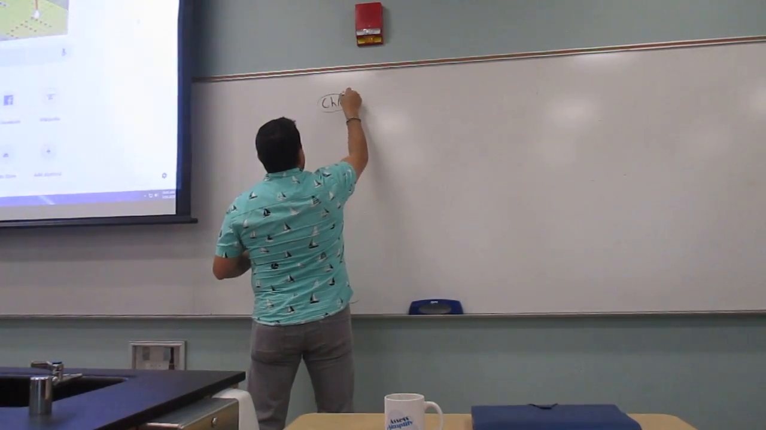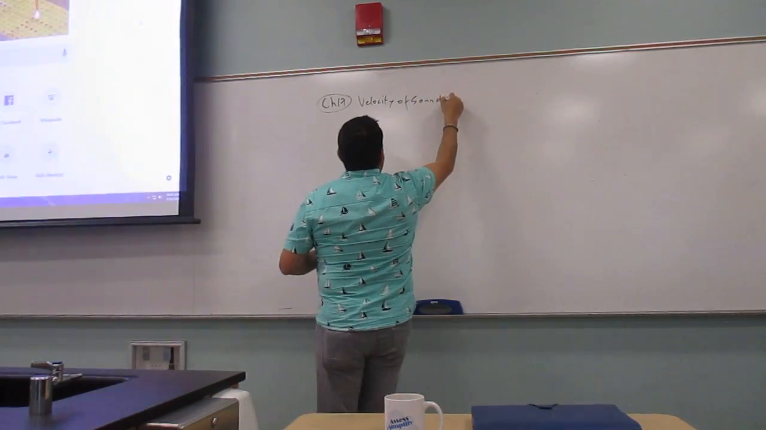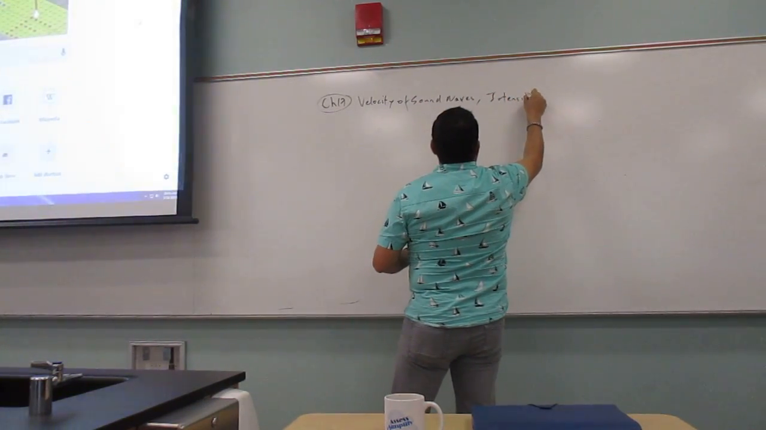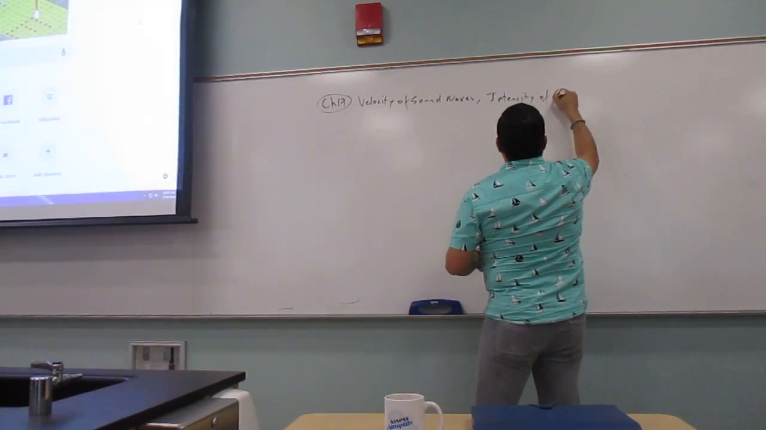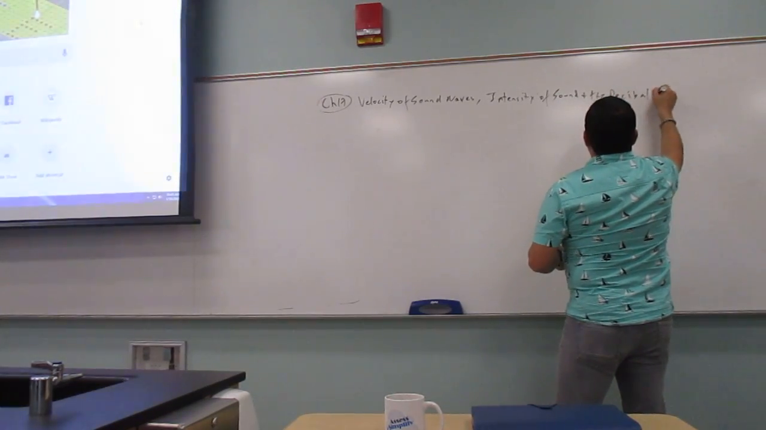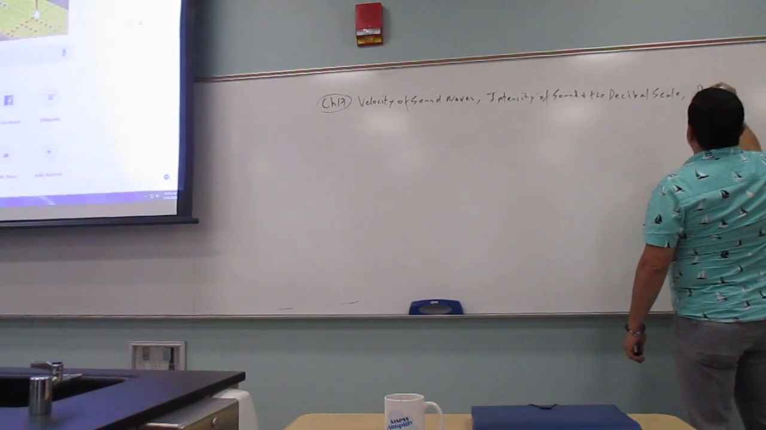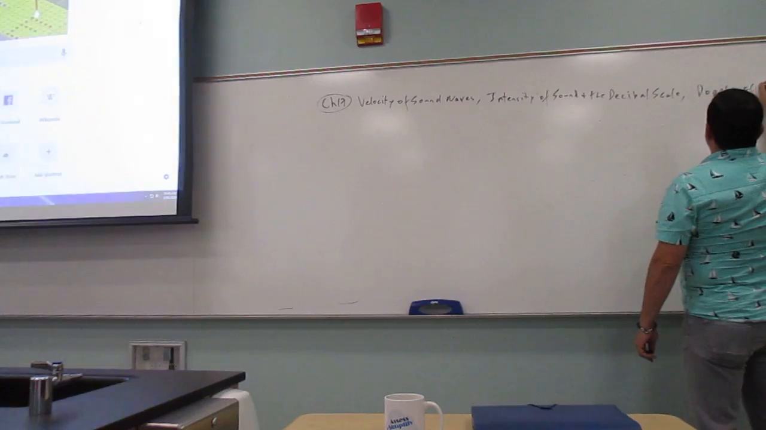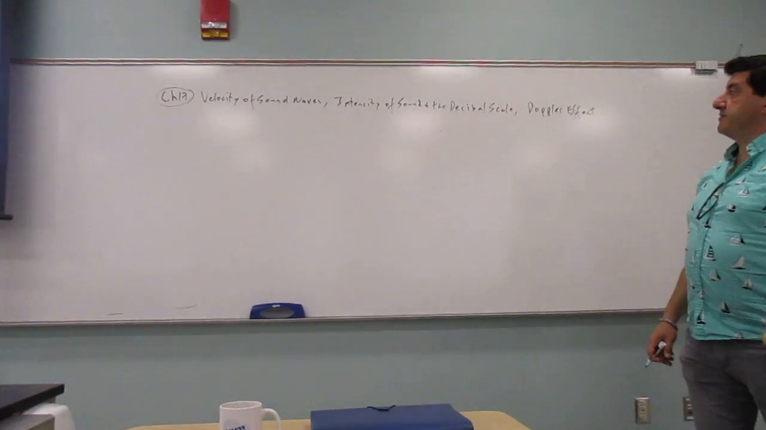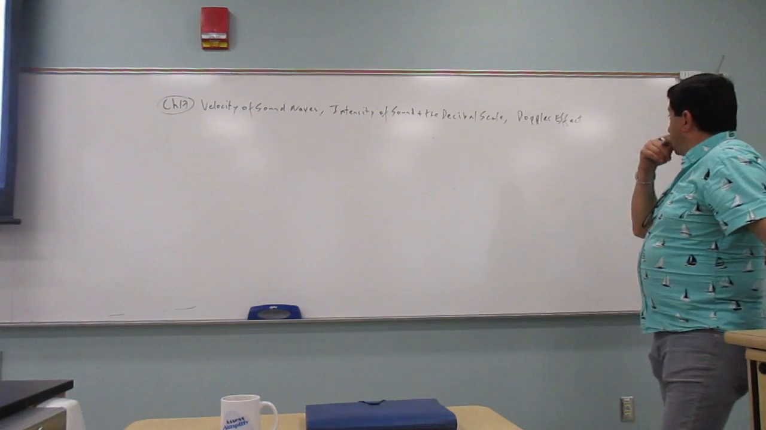Chapter 17, velocity of sound waves. And then we have intensity of sound, and the decibel scale. And we have the Doppler effect. So that's the three major topics of chapter 17: velocity of sound waves, intensity of sound and the decibel scale, and then Doppler effect.